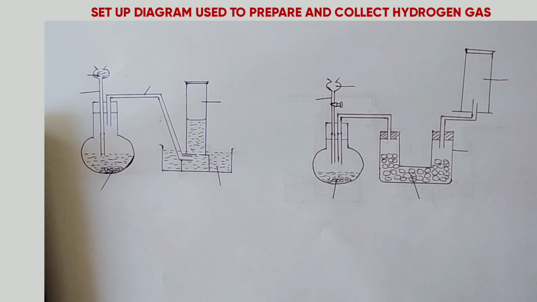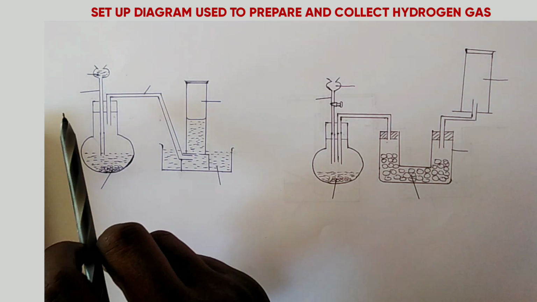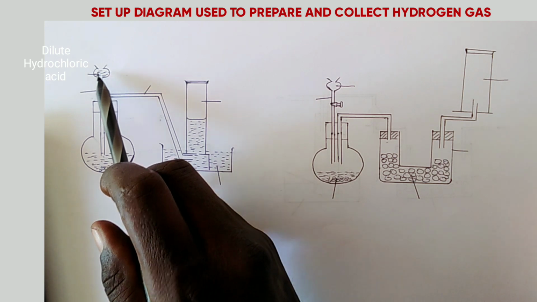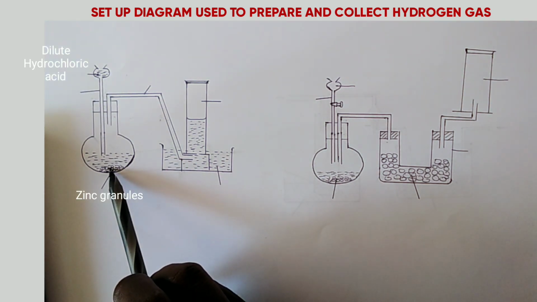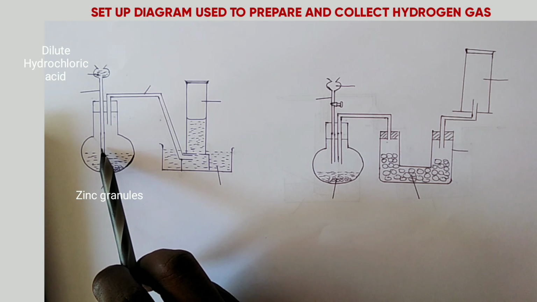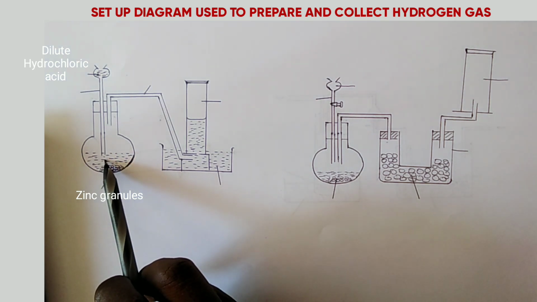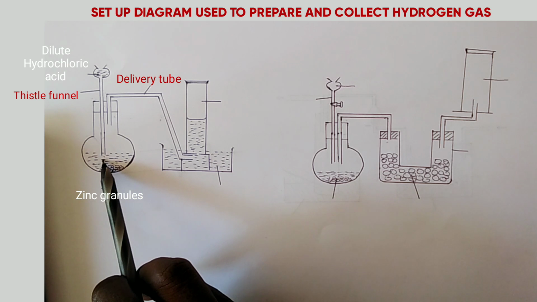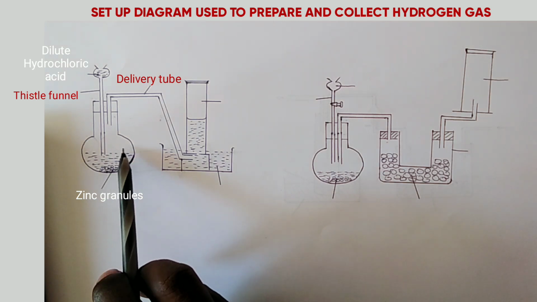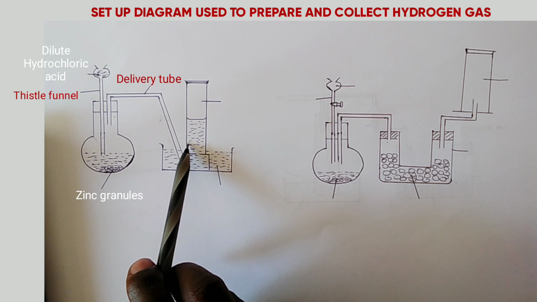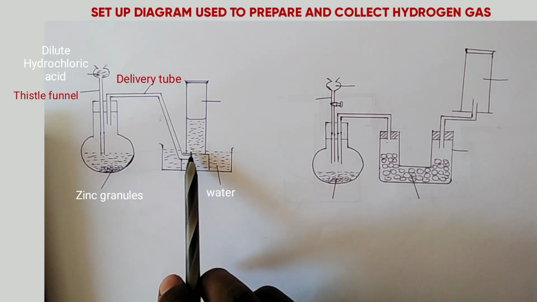And below shows the apparatus setup diagram used to prepare and collect hydrogen gas. Now when the gas is not required dry, the gas is prepared and collected by the over water method. Here you place dilute hydrochloric acid, and here you place zinc granules. Now remember that when you are using a thistle funnel, the funnel should be dipped in the solution here. Now after the gas is prepared here in the generator, it is collected by the over water method when not required dry. So this is water here, and this is called the over water method.